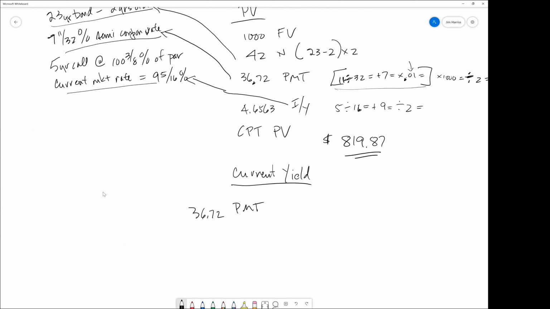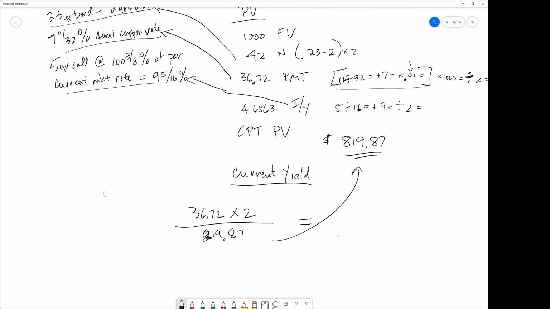Well, there's an easier way to do this. Let's just do it this way. How many times a year do you get that payment? Twice. Okay. And we're going to divide that by what we paid for the bond, which you just figured right here, 819.87. Okay, so what does that give you? 36.72, 2 times.